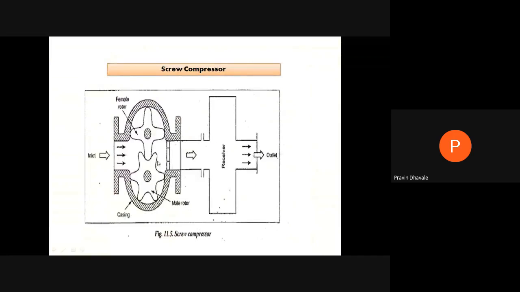Then we see the screw compressor. These are the helical screws, which are in meshing with each other. The inlet air comes in here, and the outlet air comes from the discharge side and is stored in a reservoir. As we continuously supply pressurized air to the reservoir, the pressure of the air within the reservoir increases, and that pressurized air we supply for the pneumatic application.